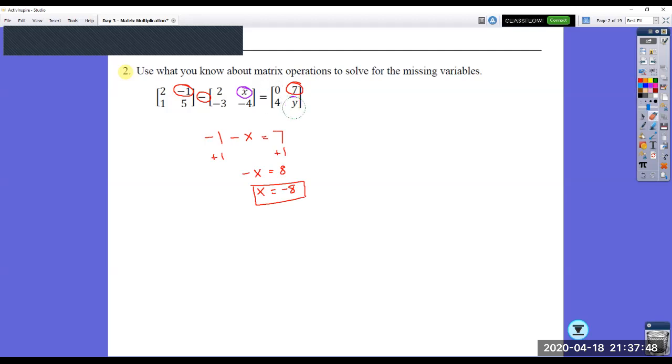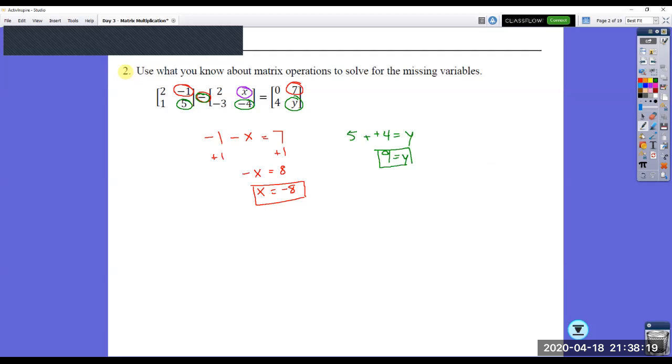Now just for color purposes, so it's less confusing, I'm going to make this y green. Because this is in the bottom right, I know that the elements I have to use to get that are always in the bottom right. So 5 subtract a -4 equals y. I have that double negative again, so I'm subtracting a negative, which means I'm adding, so it's going to be 9. That's what y equals.